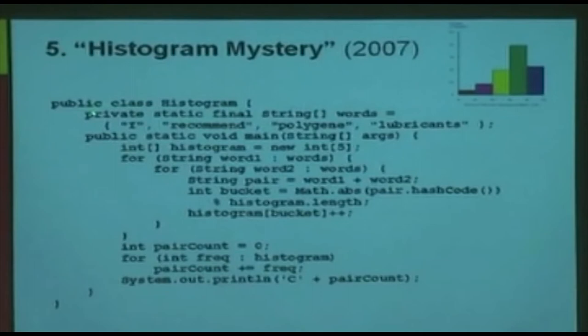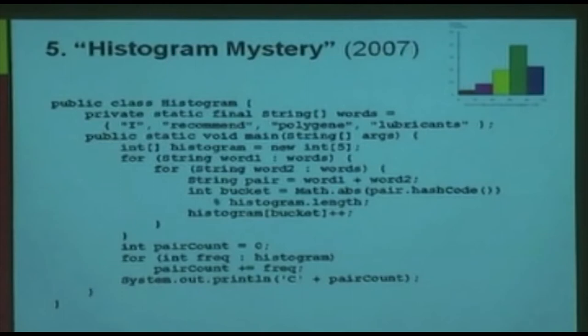So, what do we do? First of all, we have a private static final string array, which is initialized once at the time the class loads to contain these four words. And then we have our histogram, which is 5 ints, that is primitive int values. They're initialized to what value in Java? 0, always 0, and you're guaranteed, unlike C, where you can get garbage in there. In Java, you're guaranteed 0.